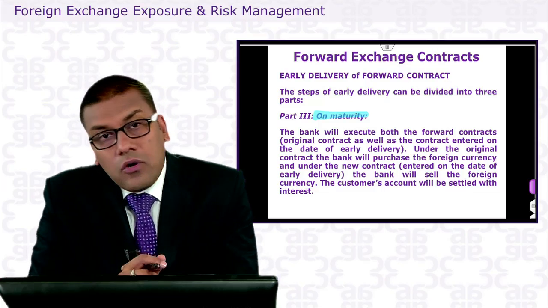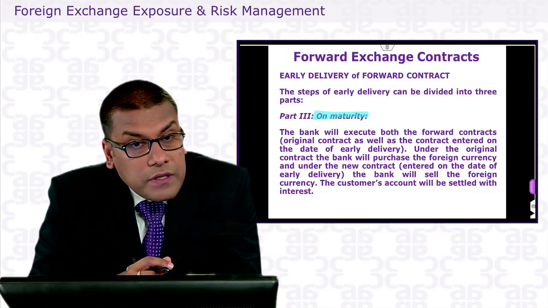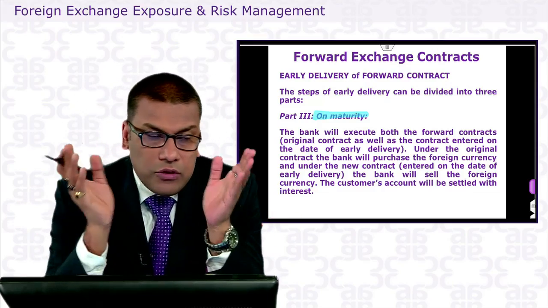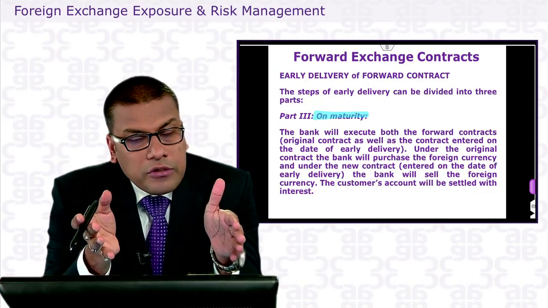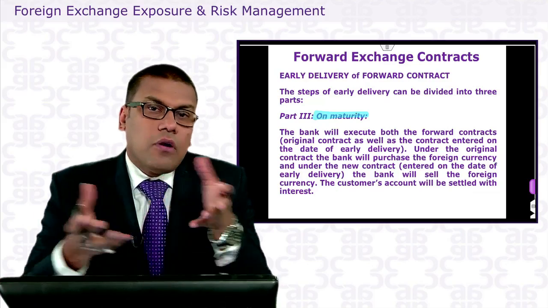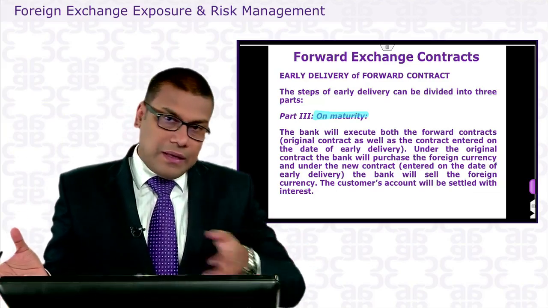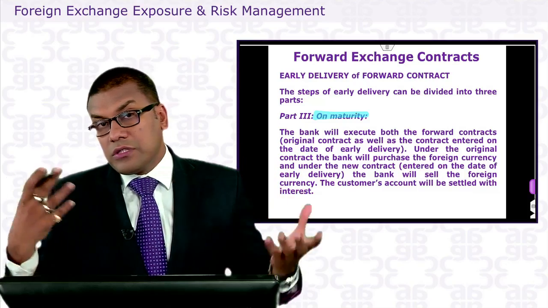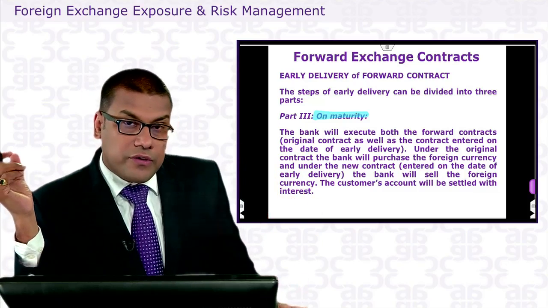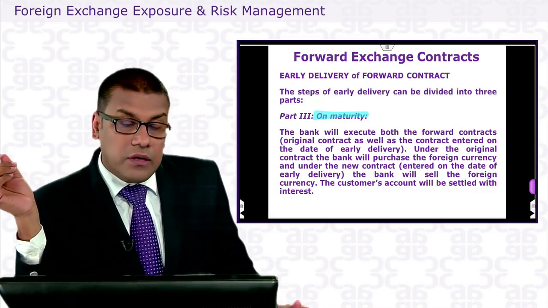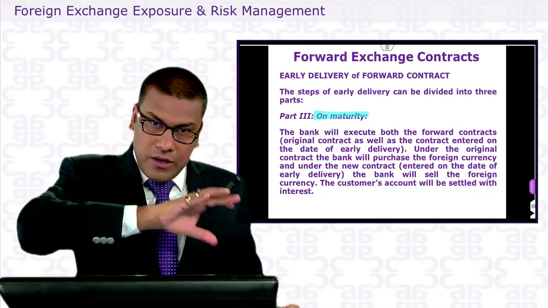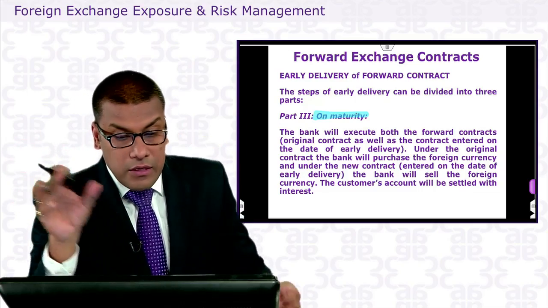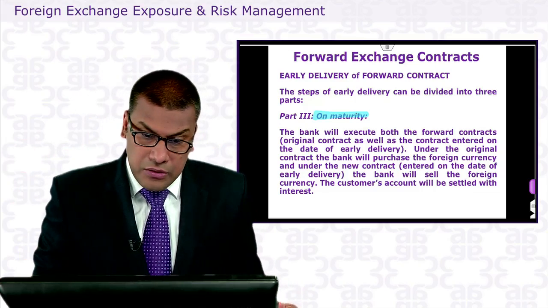That is how the process of delivery would happen. There could only be three ways. Either you execute the contract on maturity on the pre-decided date, or you have the options of extending it, cancelling it, or giving early delivery. These are the three possible ways in which a forward contract could be handled by a bank, at the agreed price. That means for a customer, the rate that the bank has quoted would still remain the same.